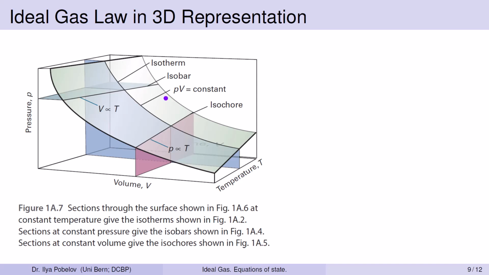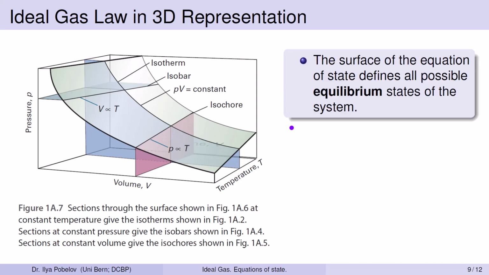It is often said that the surface representing the equation of state in three-dimensional space illustrates possible states of the system. However, a more accurate formulation would be the equation of state, and thus the surface that represents this equation defines all possible equilibrium states of the considered system. Why is that the case?